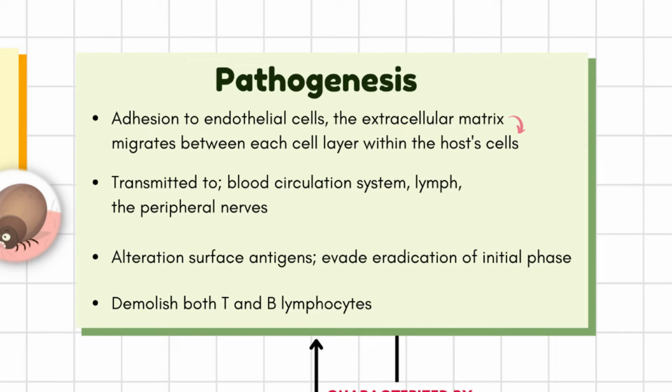The existence of Borrelia burgdorferi within the extracellular matrix and consumption of B lymphocytes and fibrocytes of the host conceal this pathogen from the body defense system of the host, as well as antibiotic medications. Alteration of the surface antigens allows Borrelia burgdorferi to evade eradication in the initial phase of the infection. This pathogen is also capable of destroying both T and B lymphocytes, thus impairing the phagocytosis mechanism inside the host.